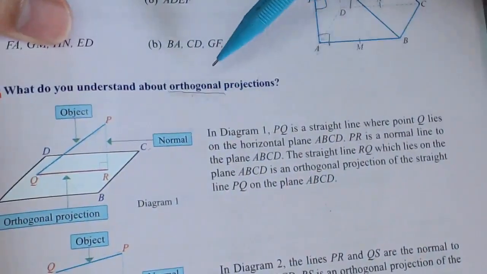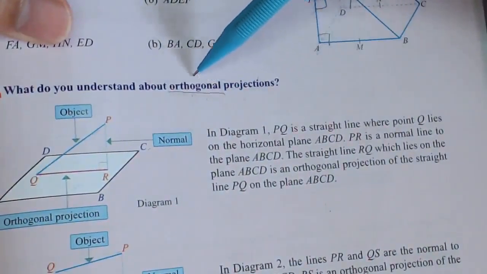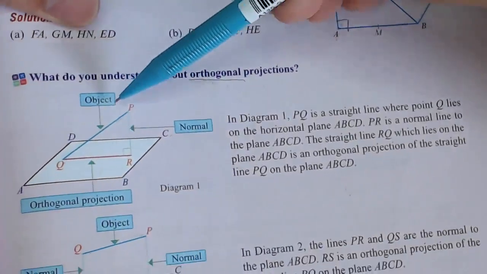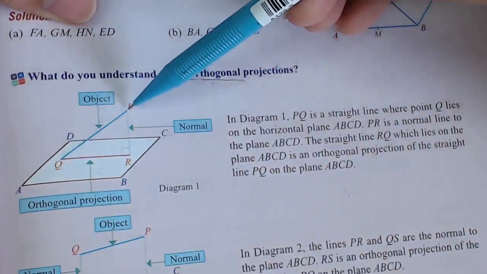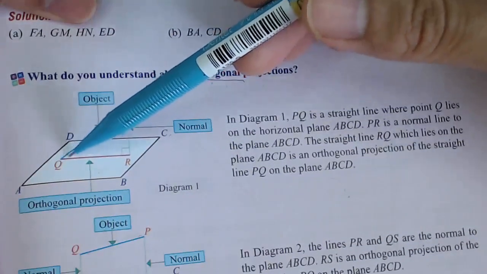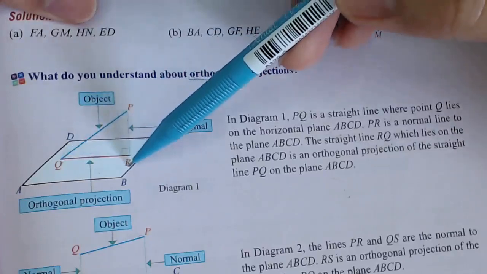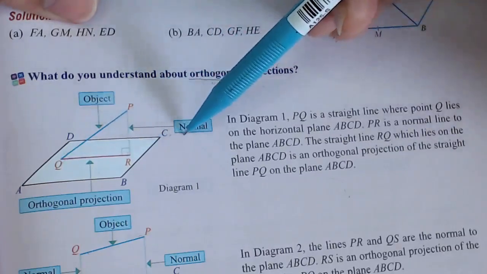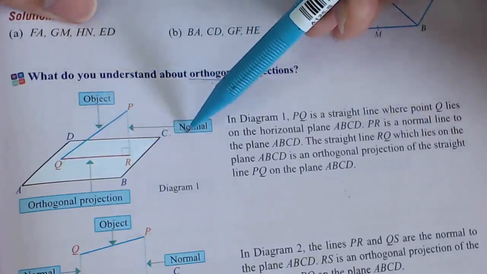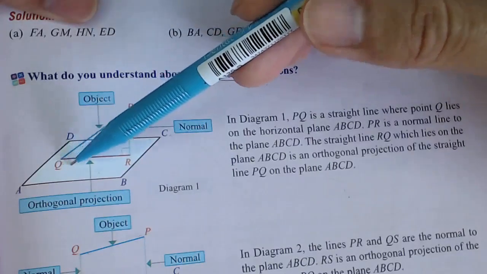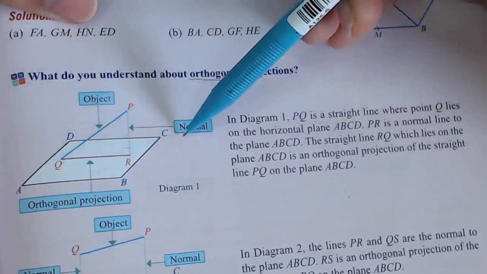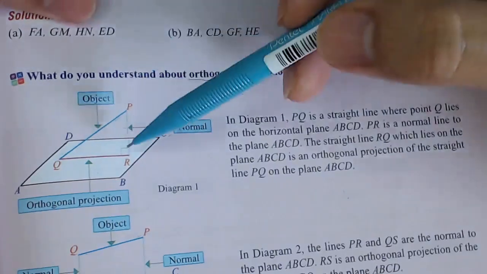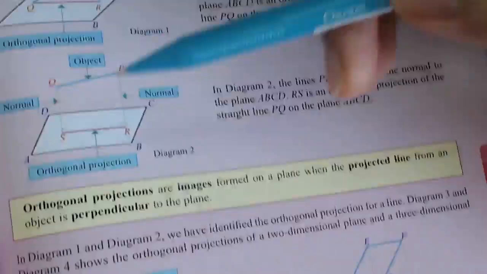So, the last one you understand about orthogonal projection. Okay. When we got an object, something like this, with this position, with this angle, the idea is how to draw orthogonal projection, which is a normal line to the plane. And you understand what normal line means? It is 90 degree. Okay, 90 degree to the plane.